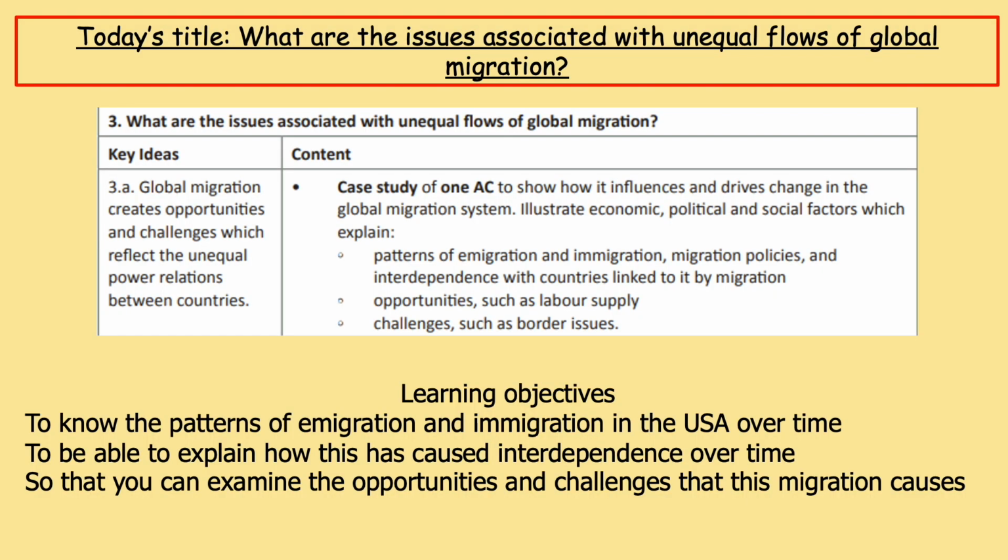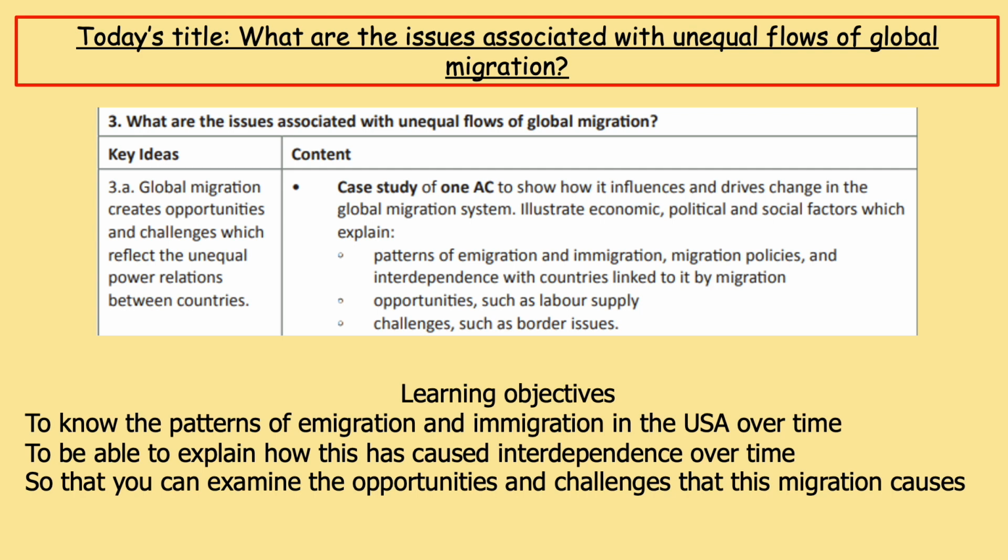Hello there, Year 12. Today we're moving on to our next migration case study, which is our second out of the three, looking at an advanced country. So today we're going to be looking at the USA and its migration policies, how migration has changed over time in the USA, and perhaps what opportunities and challenges this might cause.